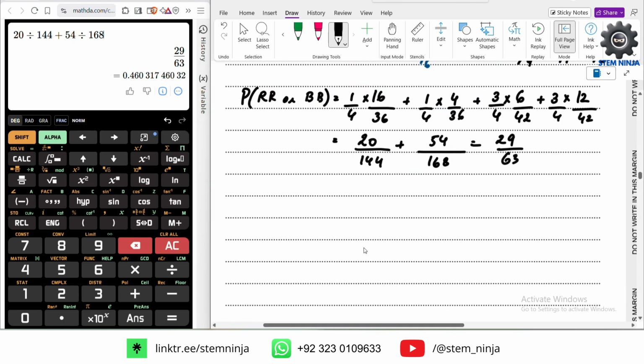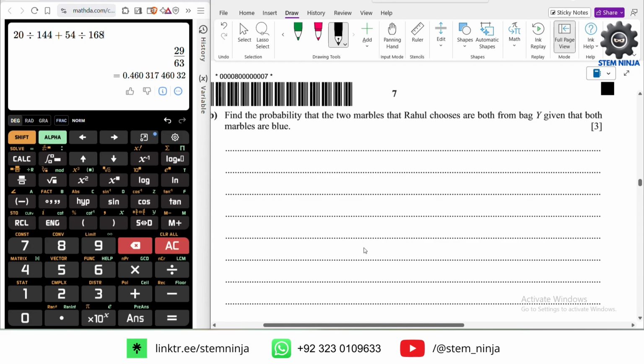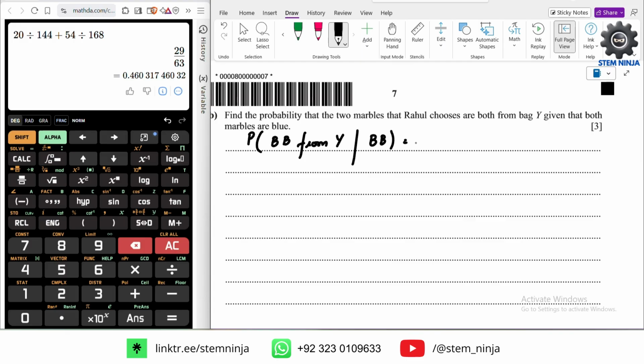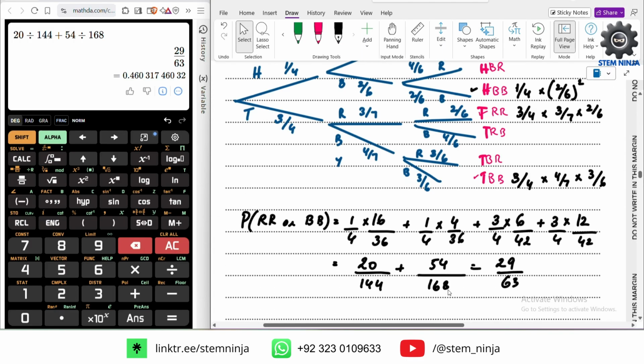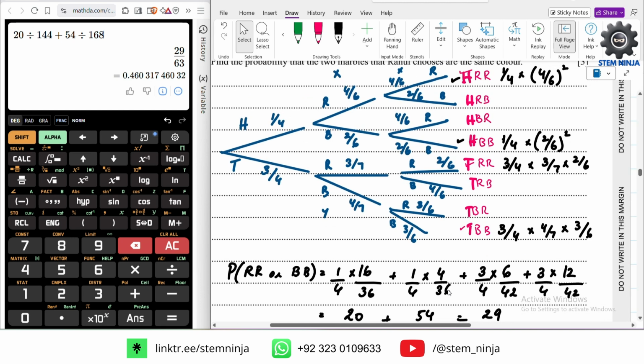Alright, let's move on to part B. Find the probability that the two marbles that Rahul chooses are both from bag Y, given that both marbles are blue. Given that both marbles are blue, so you are getting BB from bag Y. So basically from the BB choices, we have to select. So these are the two BB choices. We have to select this one out of both of them.